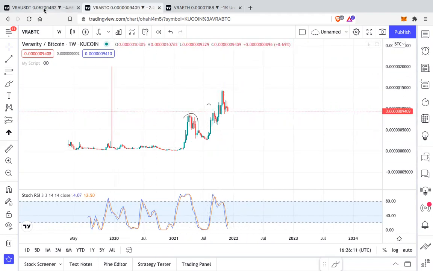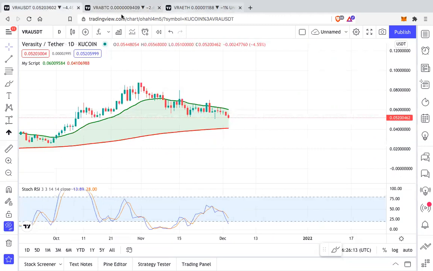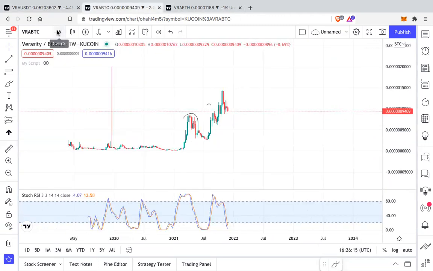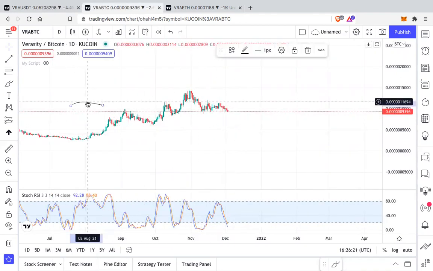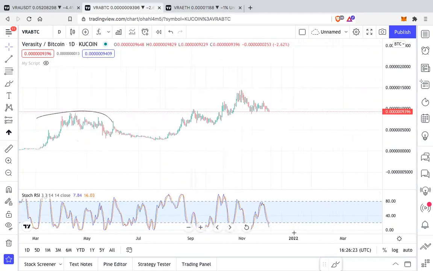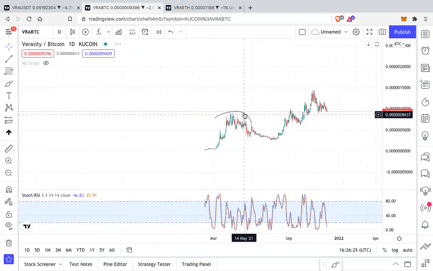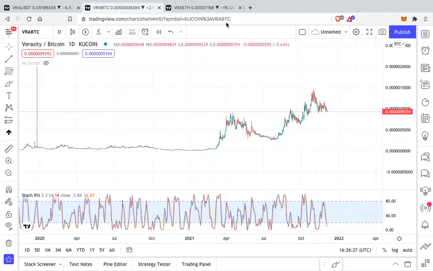So in the Bitcoin pair and in the USDT pair, I see very similar price action, which is only telling me that it is consolidating, and this price action can also be because of the unsurety in the market related to Bitcoin and the overall markets.